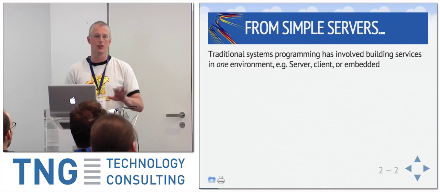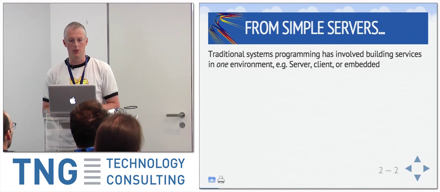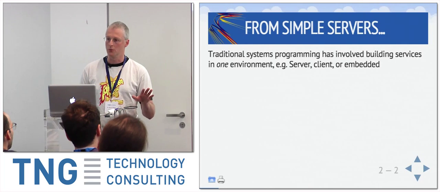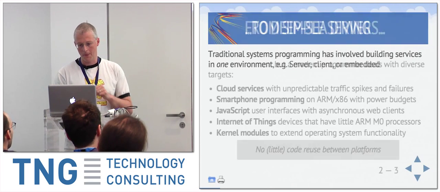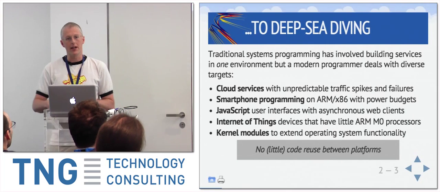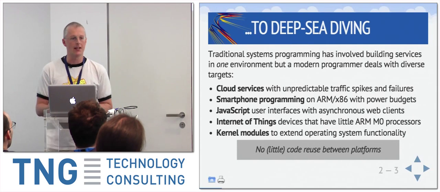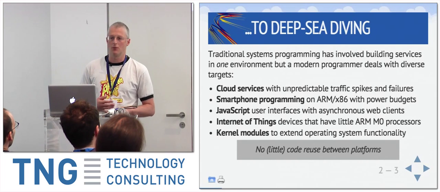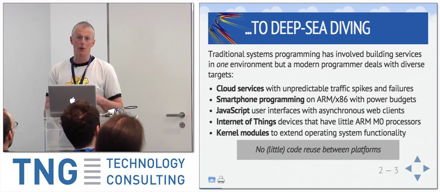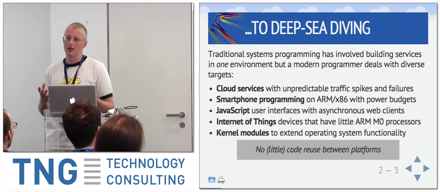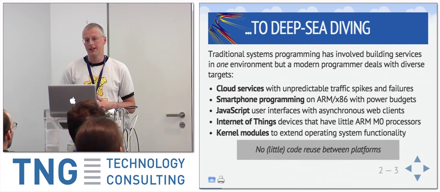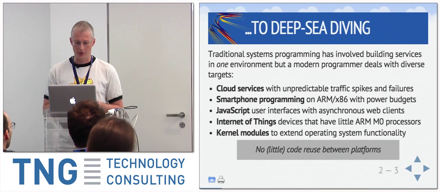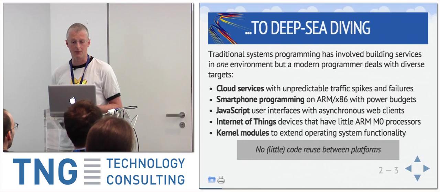So you build a service to run on a server, or you build code to run on a client, or maybe you build code to run on an embedded device. You tend not to build code that's going to run on all of these different platforms uniformly. But nowadays, we're starting to see more and more heterogeneity in terms of the platforms that people are trying to build code for. So cloud services with all the problems of flash crowds and so on, smartphone programming, JavaScript apps being built to run in browsers, Internet of Things devices coming along with very tiny processors and much more embedded style of development, even kernel modules to extend system functionality.